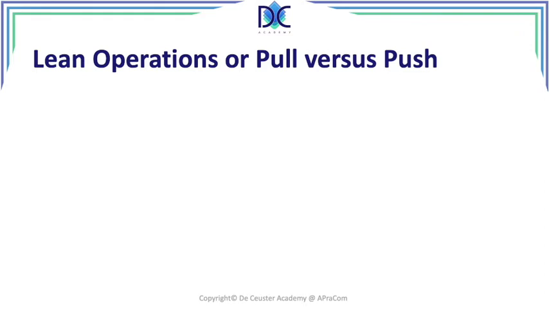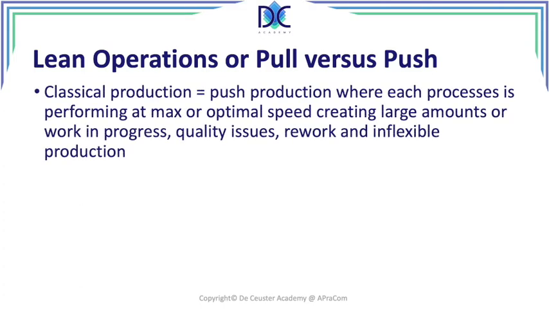Now, when we look at lean operations, we have a principle of pull versus push. When you look at the classical production, people were doing a push production. Every process is performing at the maximal or optimal output or speed, creating large amounts of work in progress, a lot of quality issues, rework, and a very inflexible production. What is happening there? They make a plan and then they work the plan. And it led to a lot of issues in production.